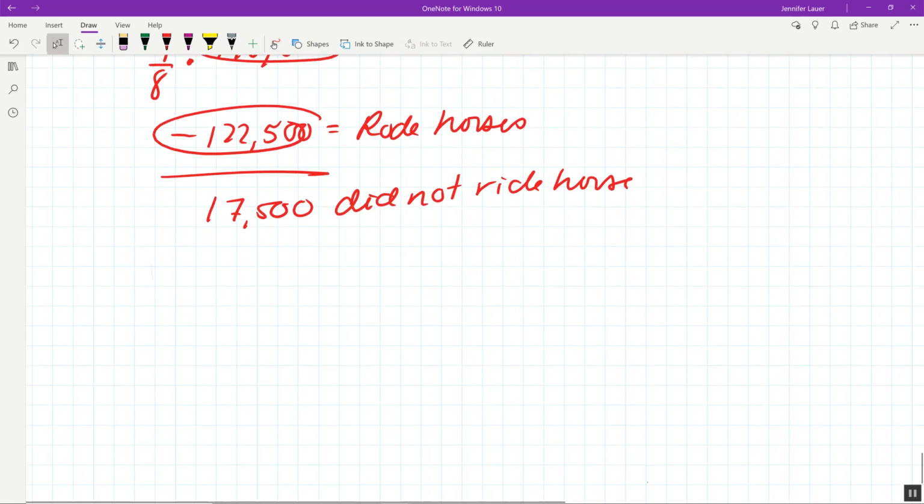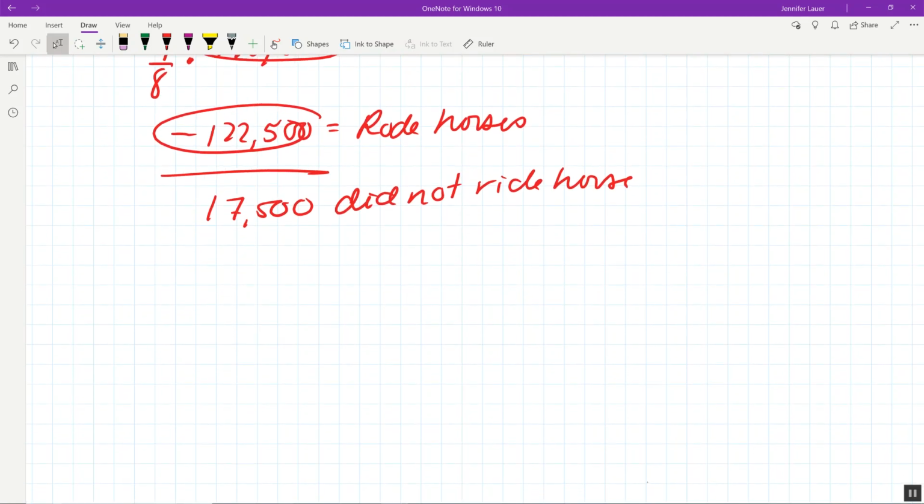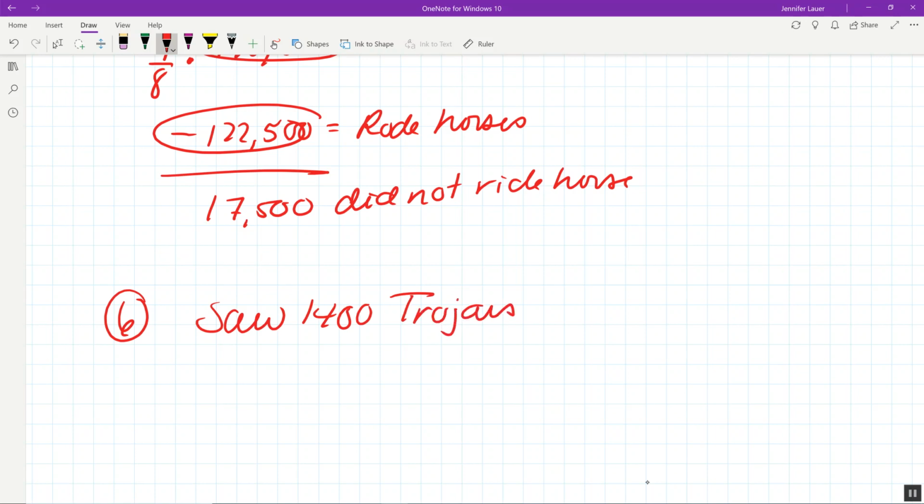Okay, so this is from lesson 9 in your book. We are going to do number 6. So problem set 9 in your Saxon Algebra 2 book, page 57, number 6. It says Diomedes peered into the darkness and saw 1,400 Trojans. If he could not see 7/8 of the Trojans, how many Trojans were there?